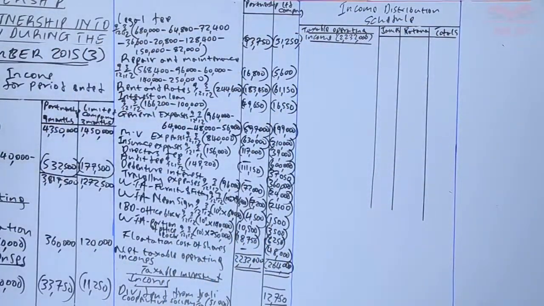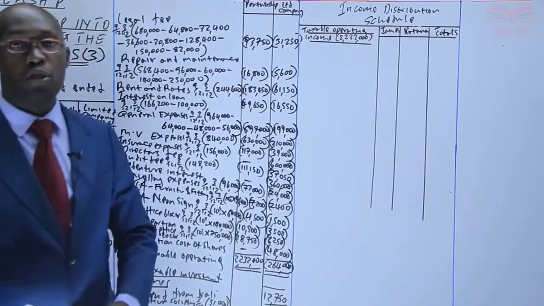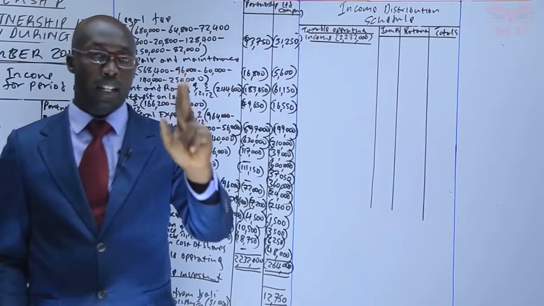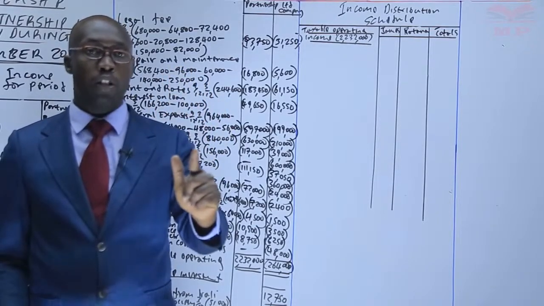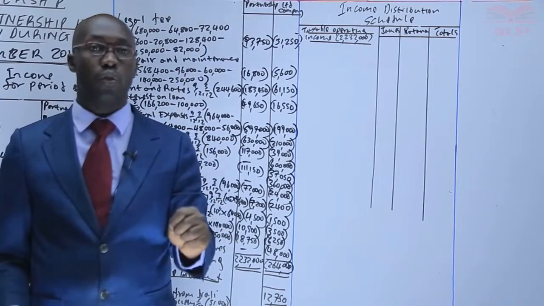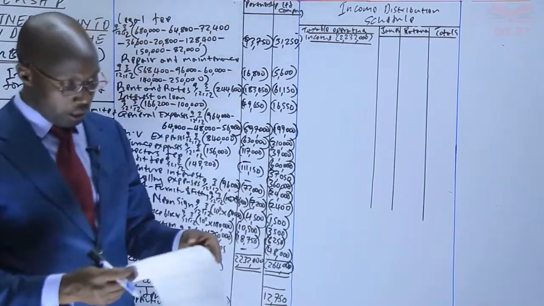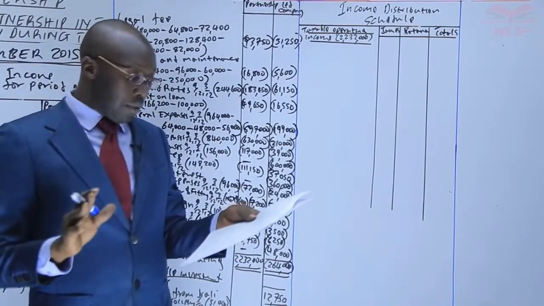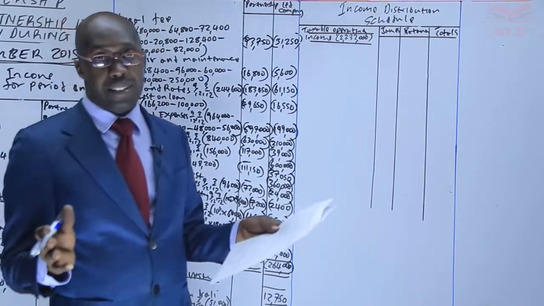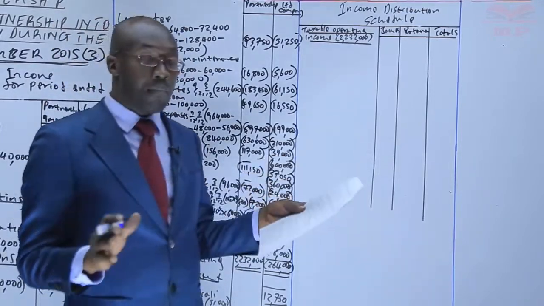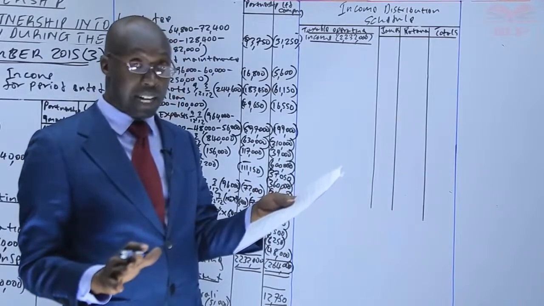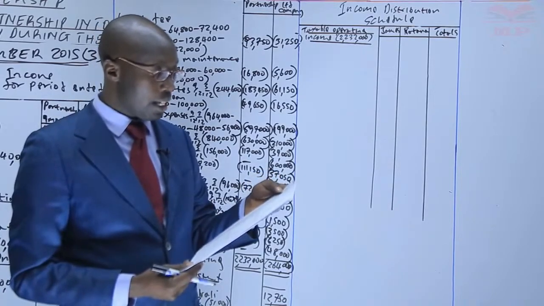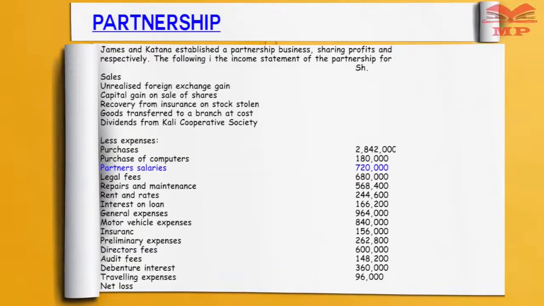So how do you distribute? We said in the income distribution schedule, we normally look for 5 items: the salary, the commission to the partner, interest on capital, drawings, and we raise the interest on drawings. So we need to start from the top all the way down. We look for any one of those 5 items. Among the incomes, you'd expect to get something like interest on drawings, that is the one we are supposed to raise. But in this case, we don't have that among the incomes. You go to the expenses: purchases, purchase of computer, partner salary. Yes, we have the partner salary.